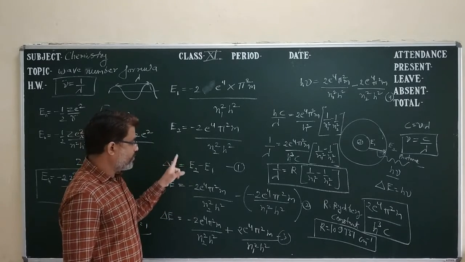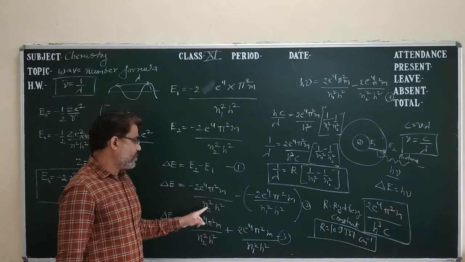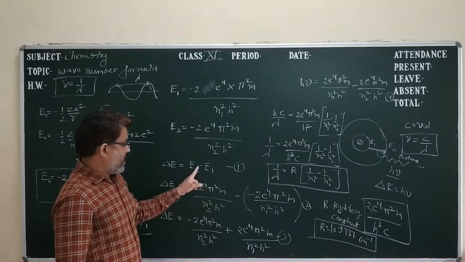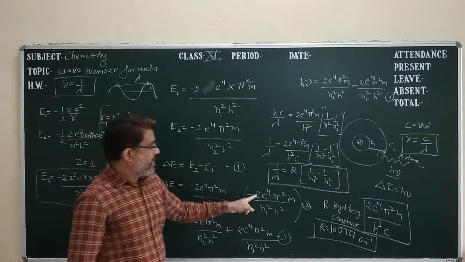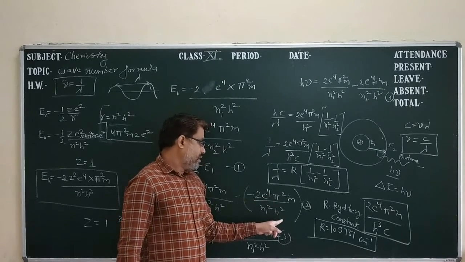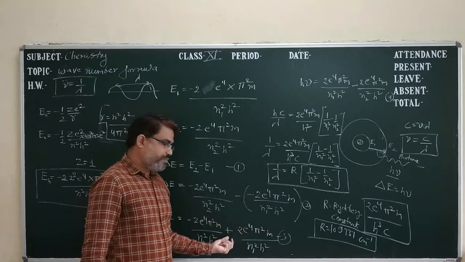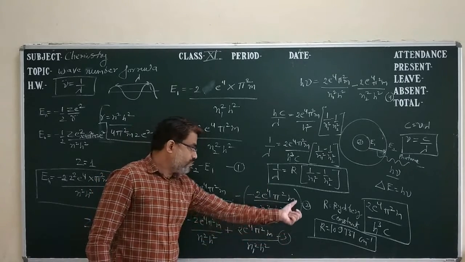I have substituted the value of E2, that is minus 2 e raised to the power 4 pi square n divided by n2 square h square, and minus sign, and then again the value of E1, that is minus 2 e raised to the power 4 pi square n divided by n1 square h square. Now when you multiply minus minus, it becomes plus. Okay, so we get the third equation from the second.